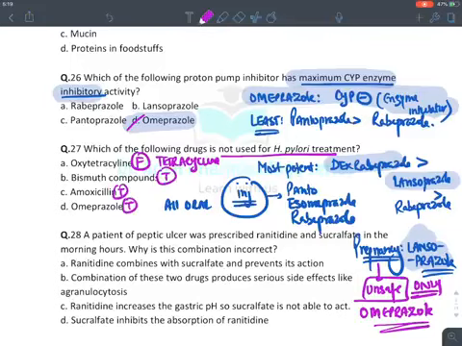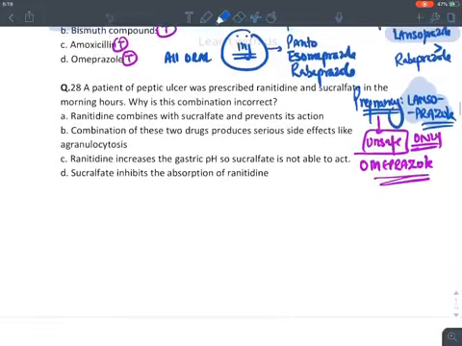Bismuth compound, true. Amoxicillin, true. PPI is true. So the answer out here is oxytetracycline.